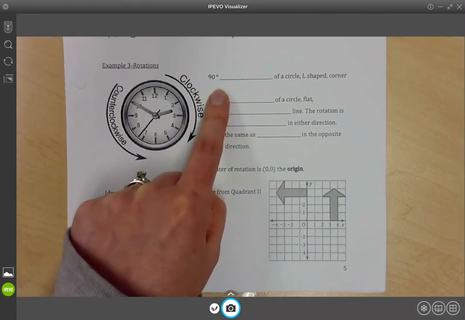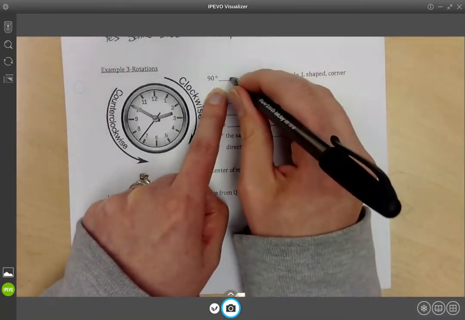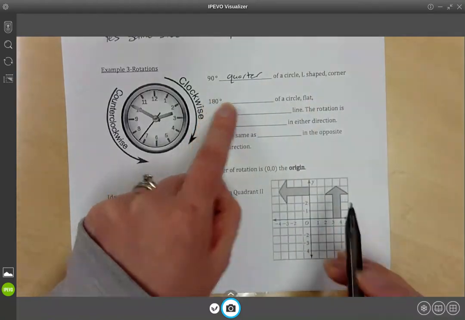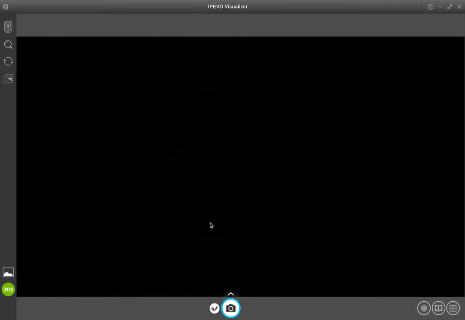All right, so when I'm talking 90 degrees, I am talking about a quarter of a circle. It sort of makes that L shape, right? Or a corner. Uh-oh, lights just went out again. Shoot.